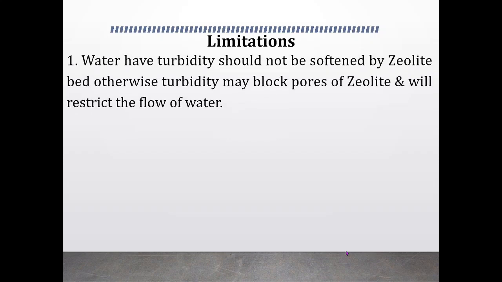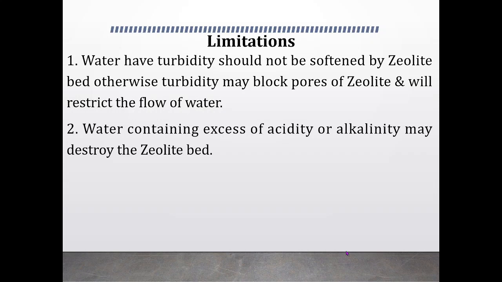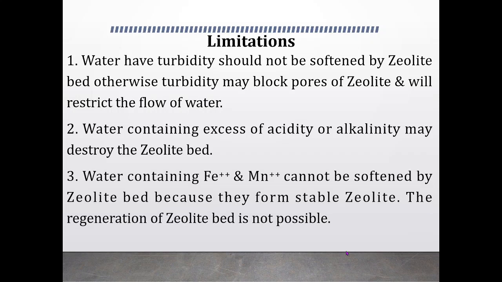So there are certain limitations also. Now which are the limitations of the zeolite process? First one, water having turbidity should not be softened by zeolite bed. Otherwise turbidity may block the pores of zeolite and will restrict the flow of water, means turbid water cannot be passed through the zeolite bed. Second one, water containing excess of acidity and alkalinity may destroy the zeolite bed. Third one, water containing iron and Mn cannot be softened by zeolite bed.